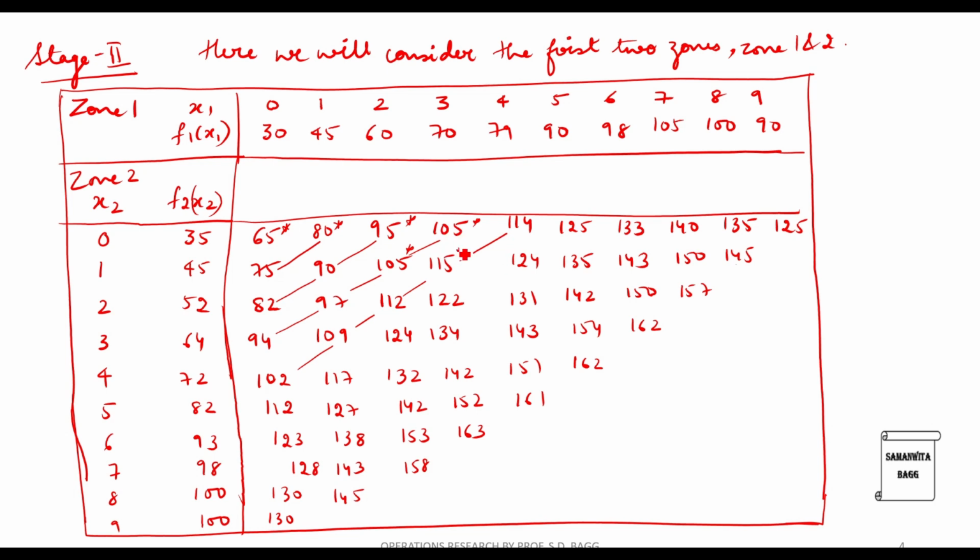Then 102, 109, 112, 115 and 114. Highest value is 115. Then again I'll draw a diagonal line. The highest over here is 125. I'll mark a star over here. Then 123, 127, 132, 134, 131, 135 and 133. Highest is 135. Next I'll draw another diagonal.